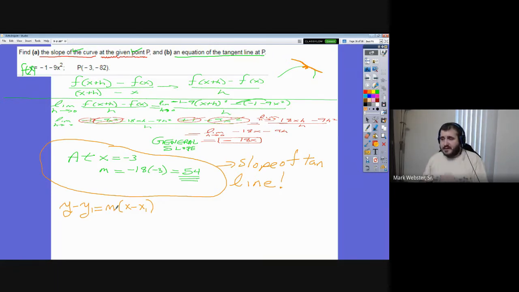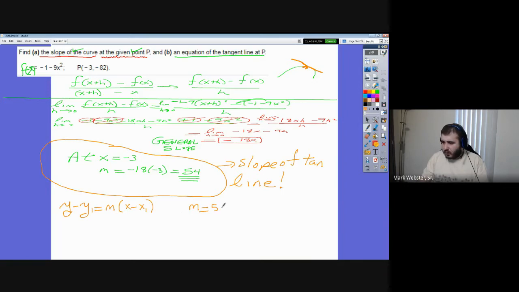If they tell you to do something, only do that. Find the slope of the curve. Okay, I found it. It's negative 18x. At the given point P, okay, I'm going to plug in the x value of P, and I got 54. And then the equation of the tangent line. All right, I've got my point, negative 3, negative 82. I got my slope, 54, right? Look, because we've got all the things that we need, right?